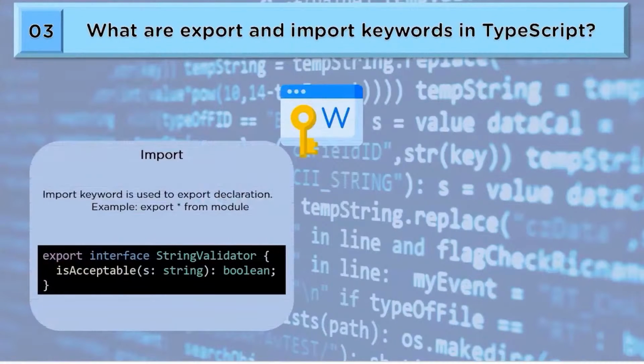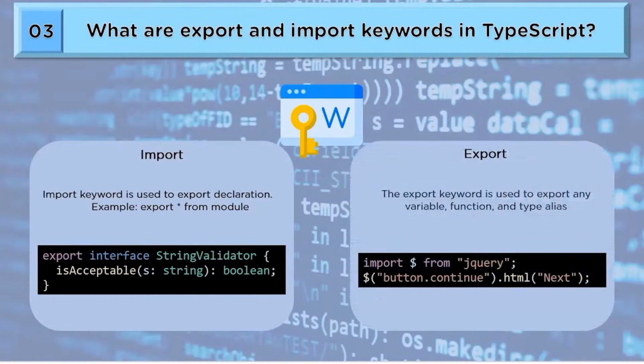The import keyword is used to import declarations. Example: export star from module. And the export keyword is used to export any variable, function, and type aliases. Below is the example for the import keyword and export keyword.